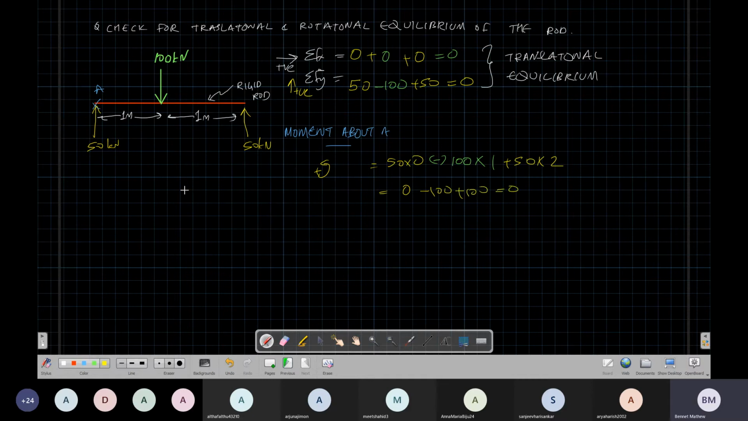So this means 0. Since the summation of moments is 0, it is in rotational equilibrium. Why did I choose this point? Can I choose another point? Now let's say we choose point B. Find the moment about B. Please find the moment about B.